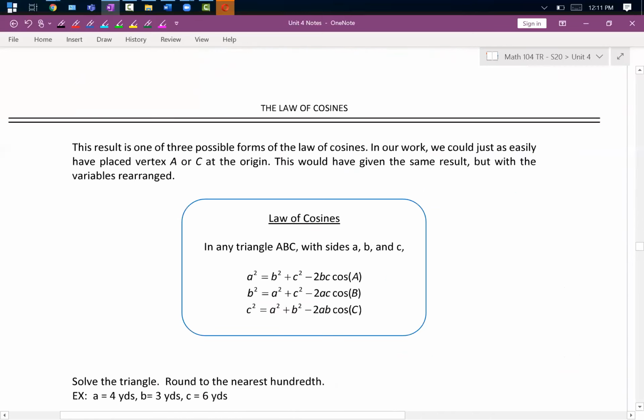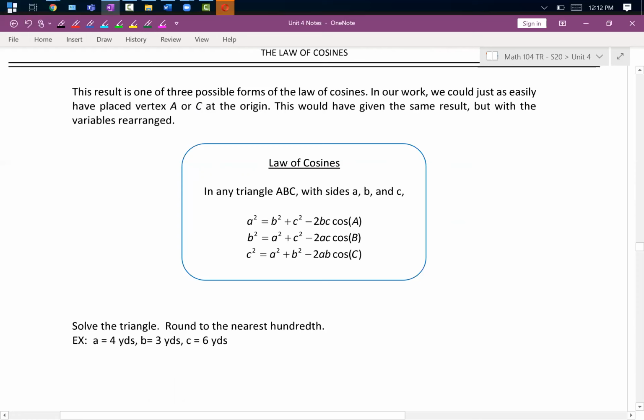This result is one of 3 possible forms of the law of cosines. In our work, we could have just as easily placed vertex A or C at the origin, right? If we just rearranged the variables, we would have gotten different variables in our algebra there. So law of cosines can be written out 3 different ways. Now, I don't want to remember 3 different formulas, so I always think of this as the same formula, and I remember it more so in words.